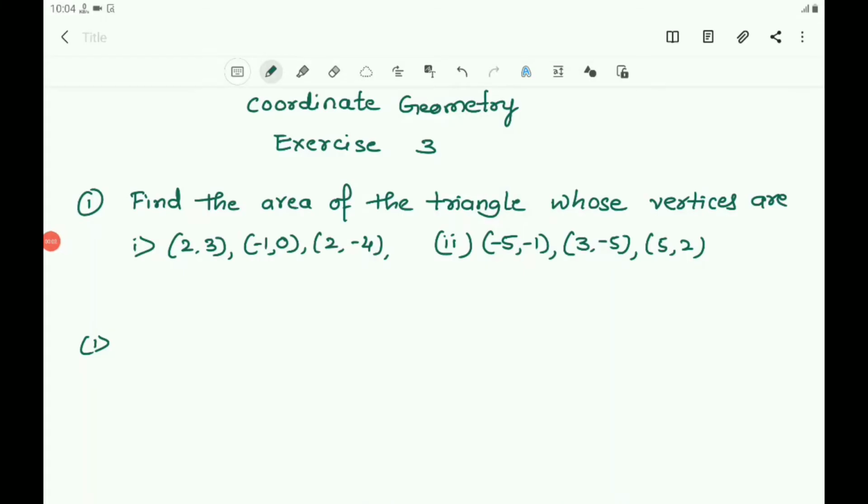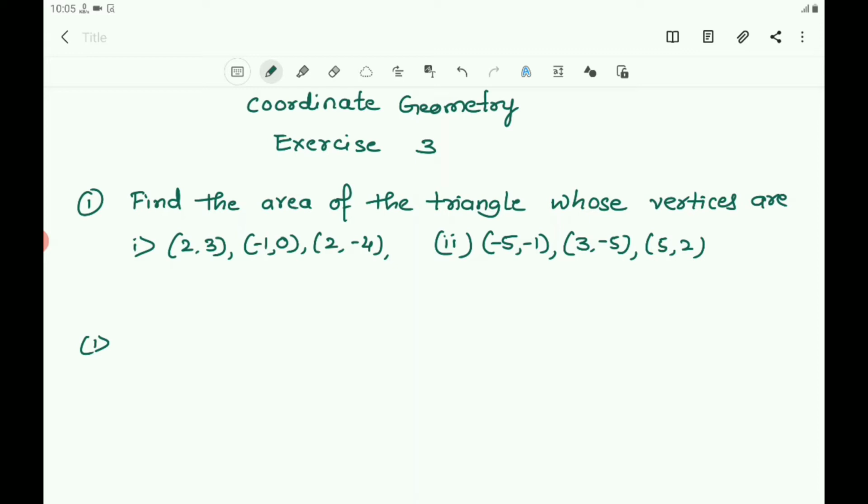Children, let us continue the chapter Coordinate Geometry. Now, let us solve the exercise 3. The first question is, find the area of the triangle whose vertices are, first one, (2, 3), (-1, 0), (2, -4). Second one, (-5, -1), (3, -5), (5, 2).